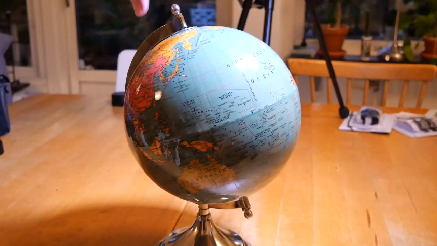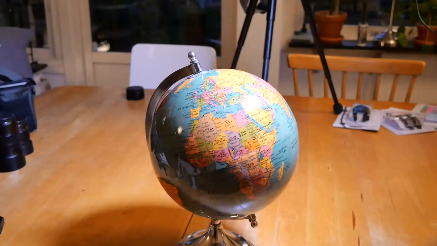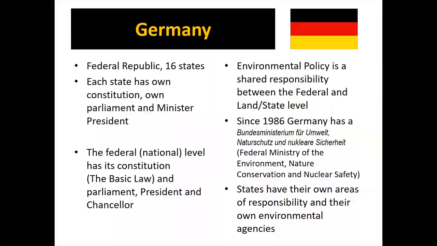So we're leaving Australia and we're returning to Europe, and more specifically Germany. Germany is a federal republic consisting of 16 states, and as we understand, a federal form of government involves a sharing of power. Each state has its own constitution, its own parliament, and its own so-called minister president. At the same time, at the federal level or the national level, there's a constitution referred to as the basic law, there's a parliament and a president and a chancellor.